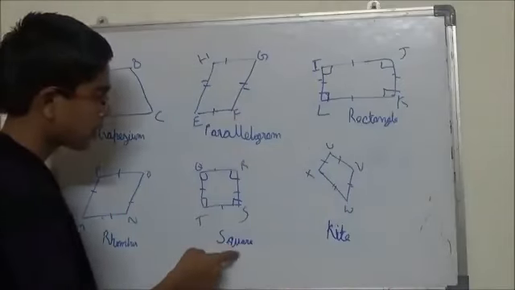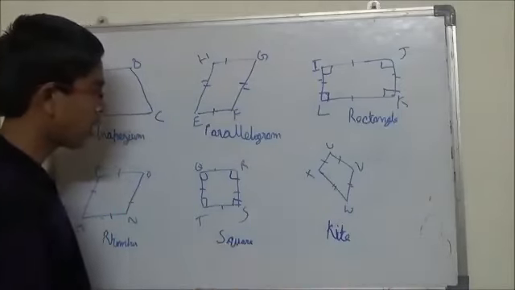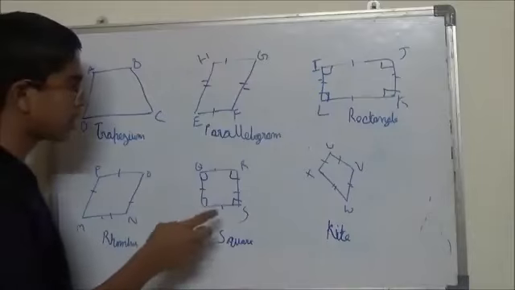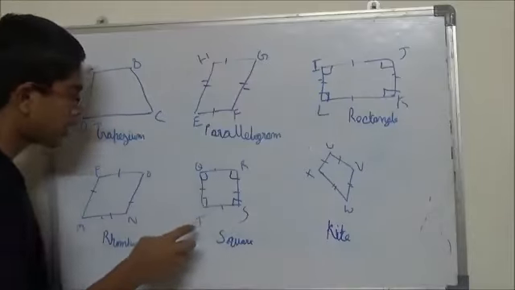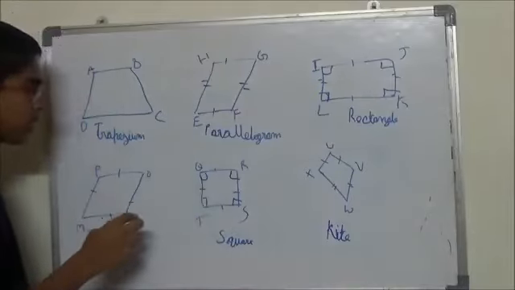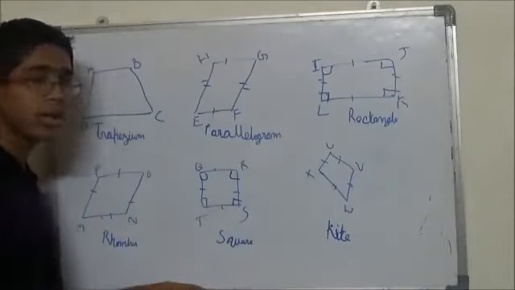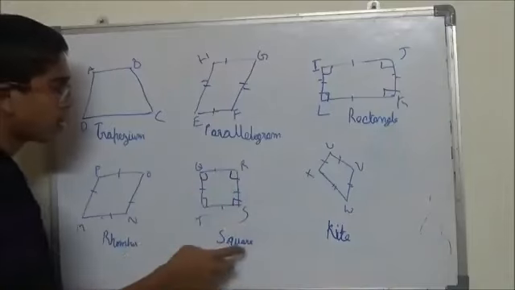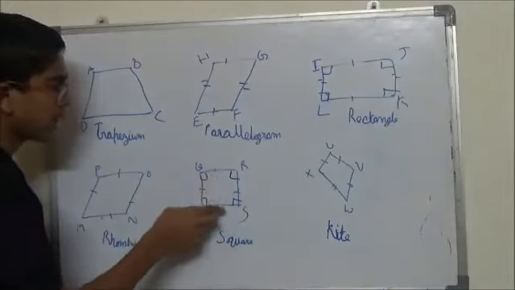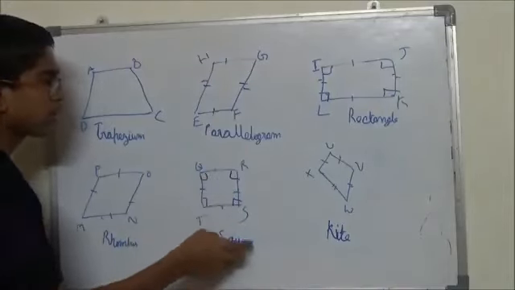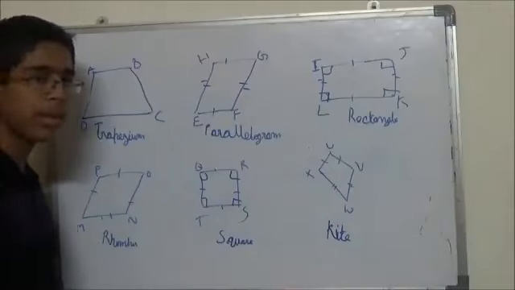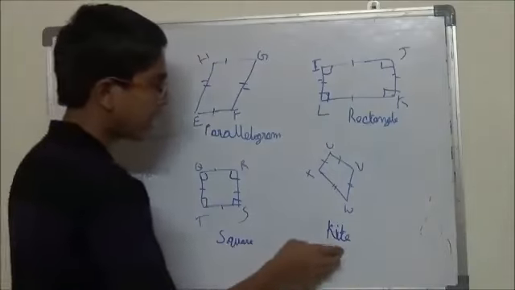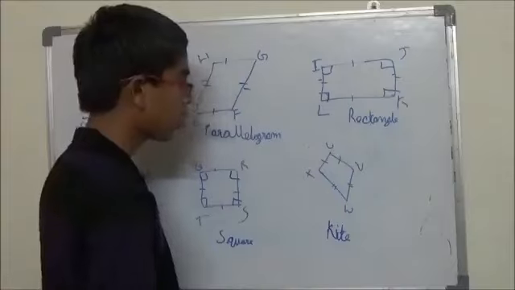And next we talked about square. In a square, all the sides are equal just as in a rhombus, but the only difference is that all the angles are 90 degrees. In a rhombus, opposite angles are equal, but in a square, all the angles are 90 degrees. That's the difference between rhombus and square. And in the square, opposite sides are equal and also parallel to each other. So all squares are parallelograms, but all parallelograms are not squares. And kite is not a part of the parallelogram family.